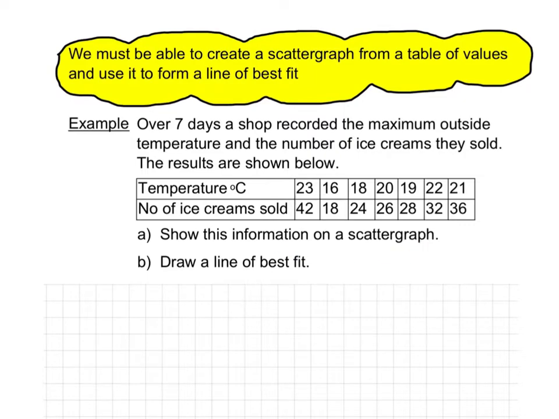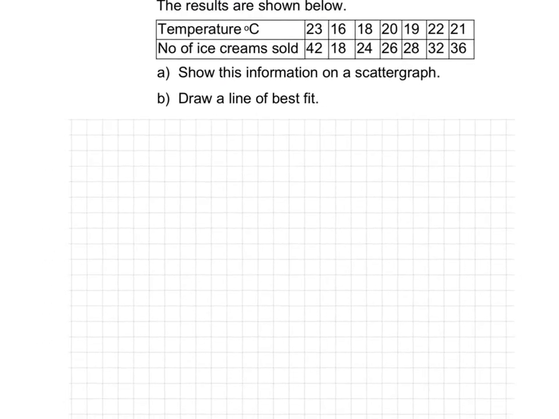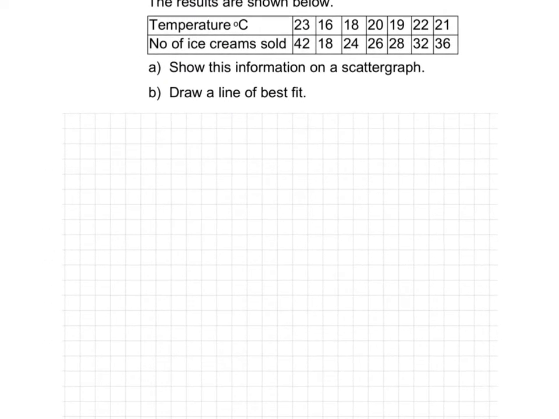Now to do that, I need to move this up a bit so we've got a bit of space to work with and start to draw out some axes. Before I start to draw them, I need to work out roughly how long I'm going to make them. So I'm going to look at the data here. For temperatures, my lowest value is 16 and my highest is 23 degrees. And for the number of ice creams sold, my lowest number is 18 and my highest is 42.